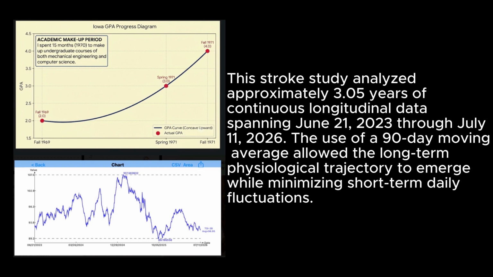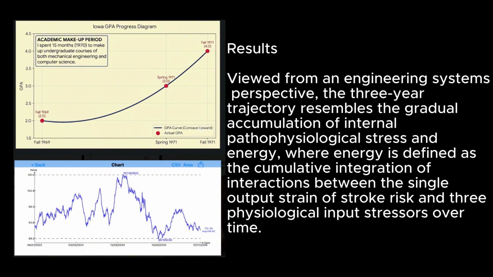This stroke study analyzed approximately 3.05 years of continuous longitudinal data spanning June 21, 2023 through July 11, 2026. The use of a 90-day moving average allowed the long-term physiological trajectory to emerge while minimizing short-term daily fluctuations. Results, viewed from an engineering systems perspective: the 3-year trajectory resembles the gradual accumulation of internal pathophysiological stress and energy, where energy is defined as the cumulative integration of interactions between the single output strain of stroke risk and 3 physiological input stressors over time.